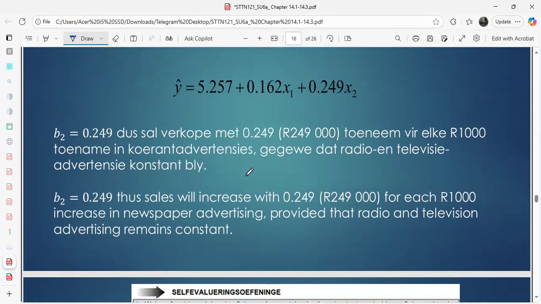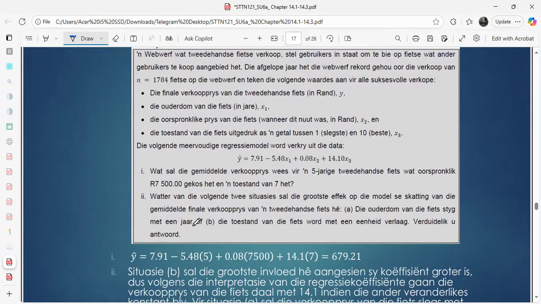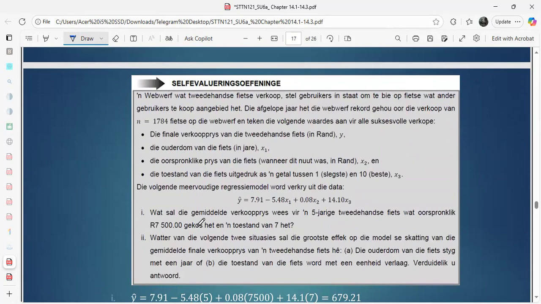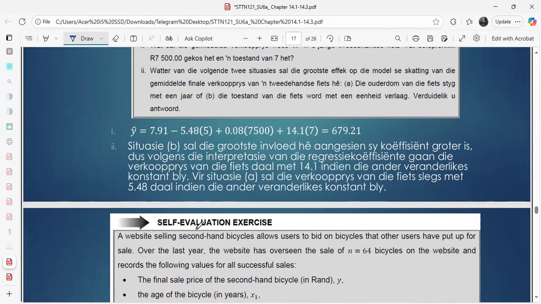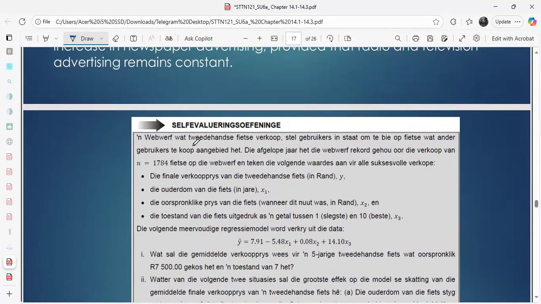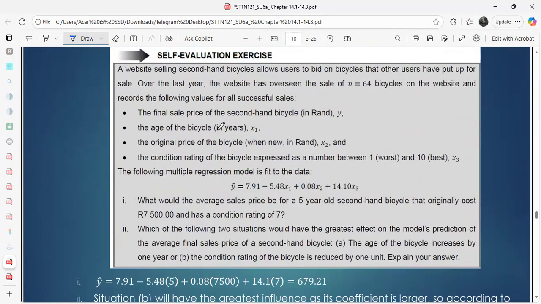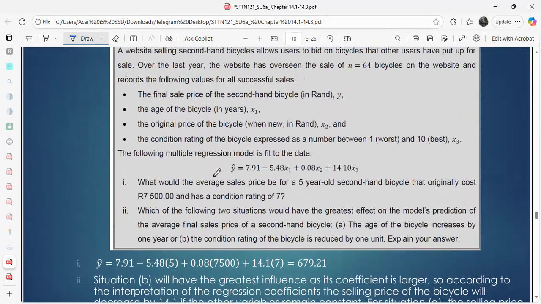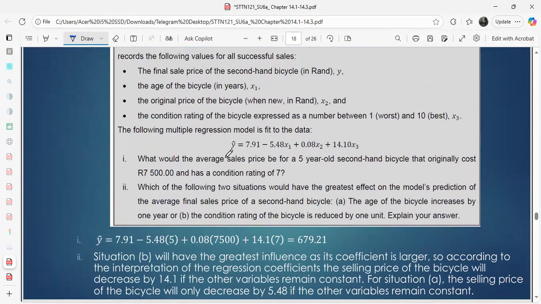Okay, what's the other one? This one, okay. Where's the other one? Yeah, this one it's easy because now you are given the equation. So when you're given the equation, let's look at this one and see.